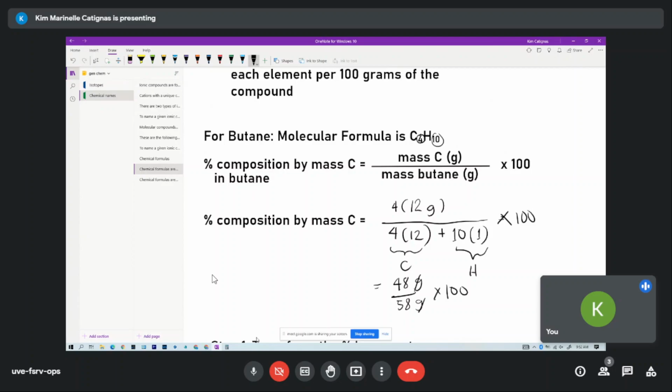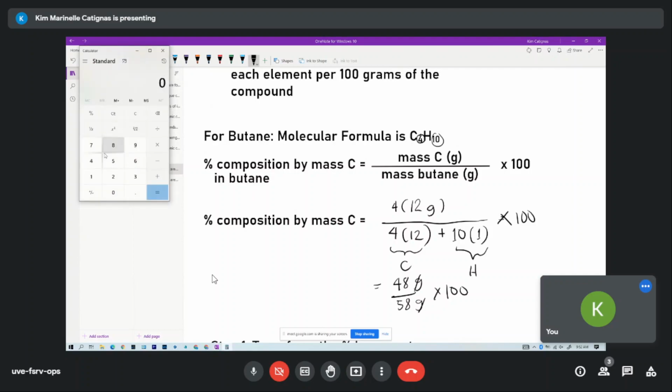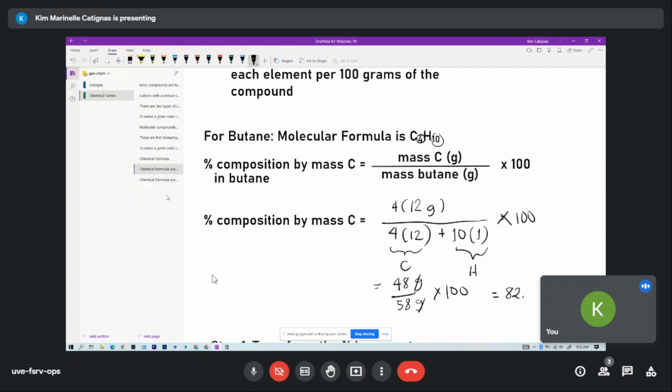So for example, I have here a calculator. 48 divided by 58 equals, then i-multiply natin sa 100. Ibig sabihin, there is 82.76% na carbon sa isang molecule ng butane, sa isang C4H10. Okay? So, to further na mas maintindihan natin paano yung steps natin in getting the empirical formula of this substance, ito yung percent composition by mass.